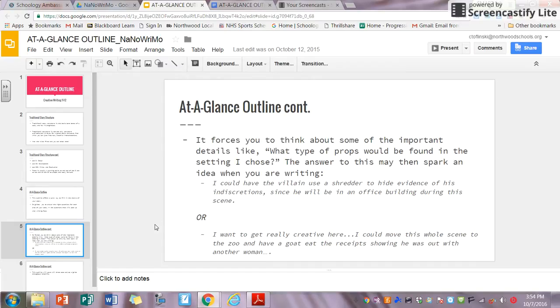For example, I could have the villain use a shredder to hide evidence of his indiscretions, since he will be in an office building during this scene. Or I might say something like, I want to get really creative here. I could move this entire scene to the zoo and have a goat eat the receipts, showing he was out with another woman.